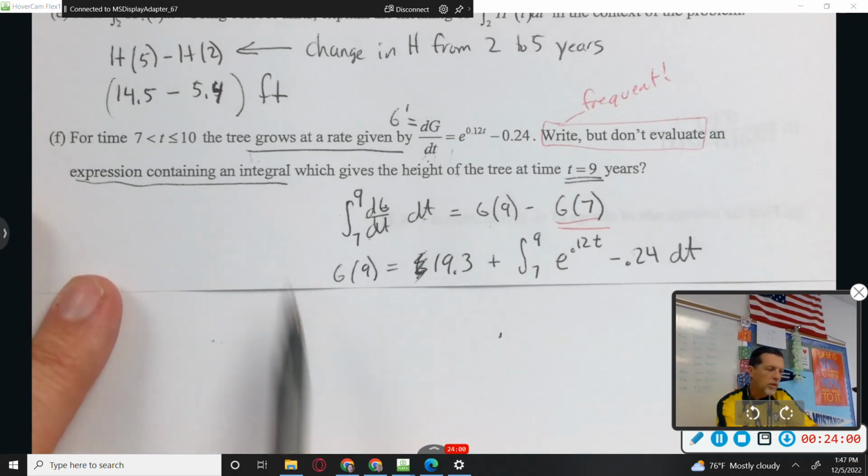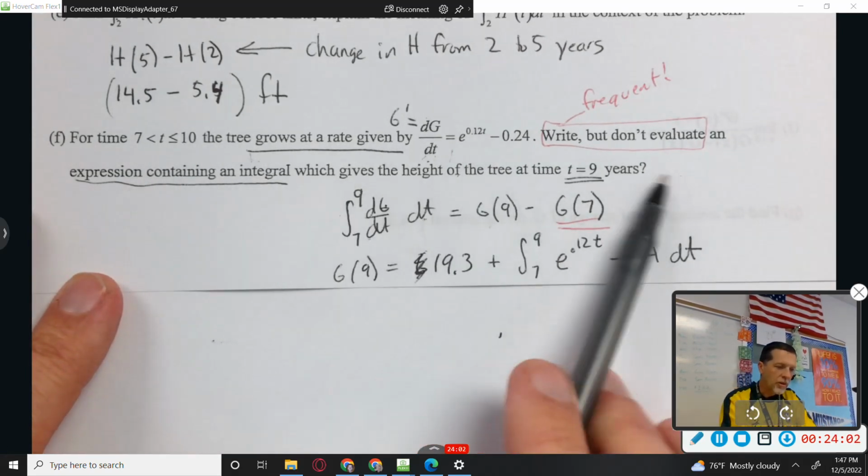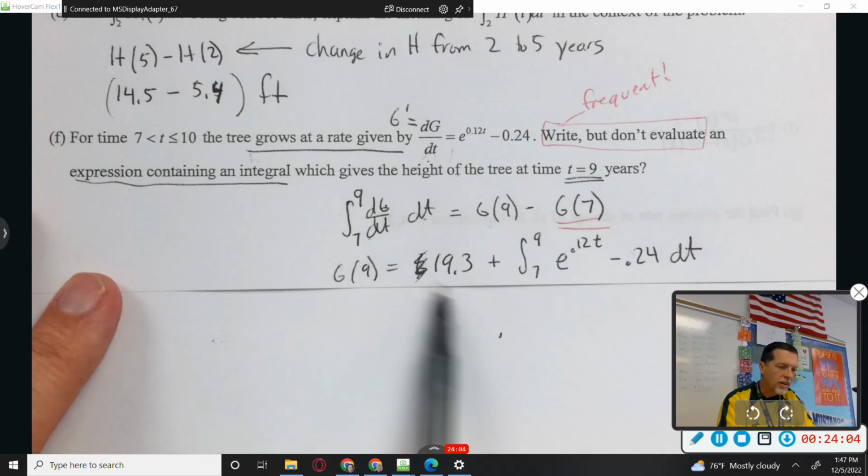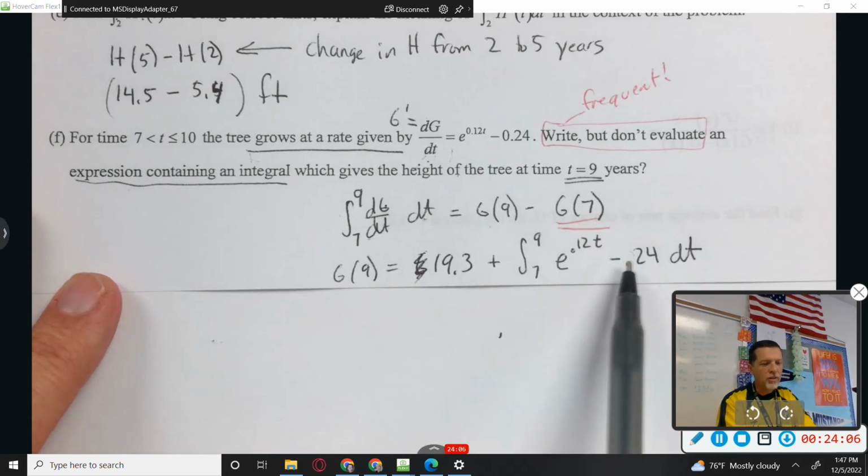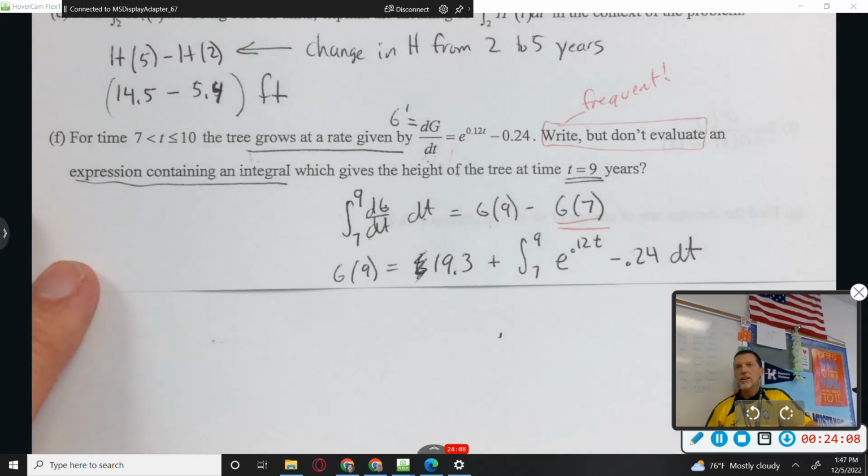Did we answer everything? If there wasn't any explain or whatever. Okay, so this is why it's write but don't evaluate, because maybe we don't even have a calculator. Which I guess we could still do without a calculator, but do you want to? No. At this point in the problem, if you can write that, we're good.